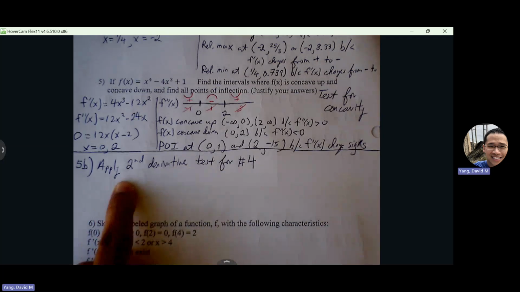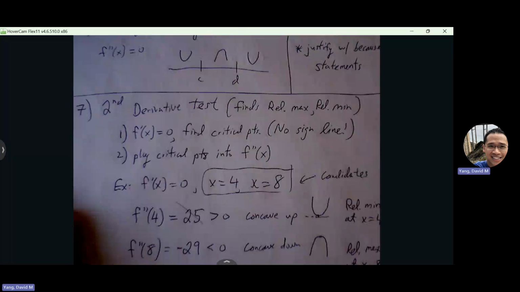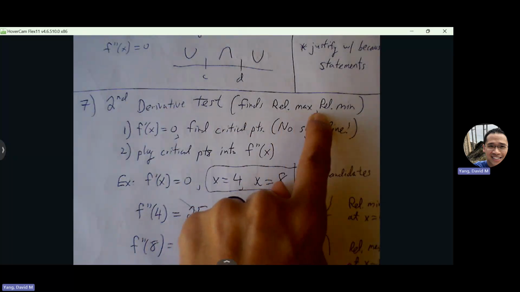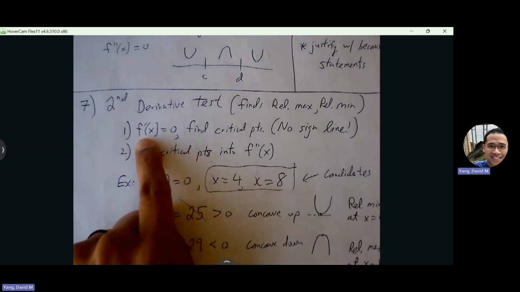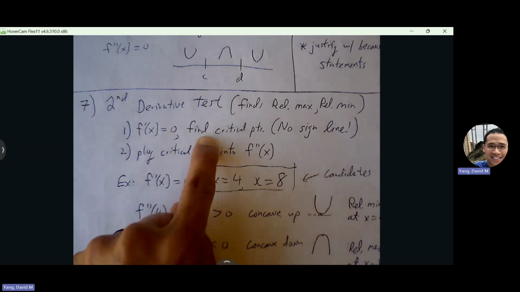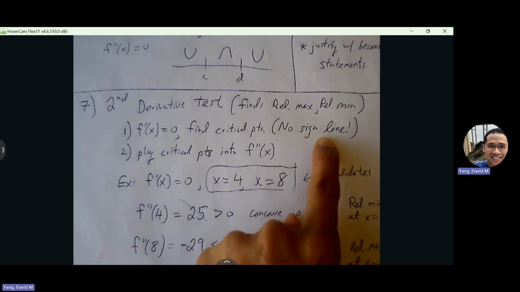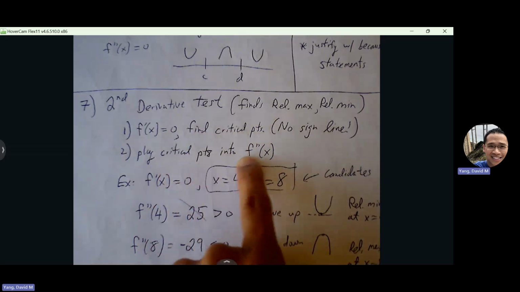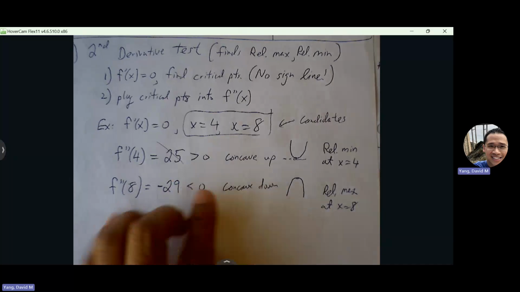Okay, 5b is applying second derivative test. Let me remind us this process for a second derivative test. Second derivative test also finds relative max, relative min. So if we're going back to number 4, we'll get the same result, but different process. So here's the process. You're going to still set f prime equal to 0. You're still going to find your critical points, but the difference is you're not going to create a sign line. You're going to take those candidates from f prime and stick them into the f double prime function, and then you're looking at your second derivative value.